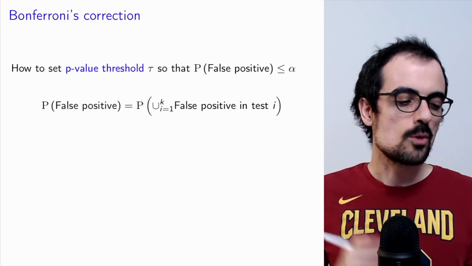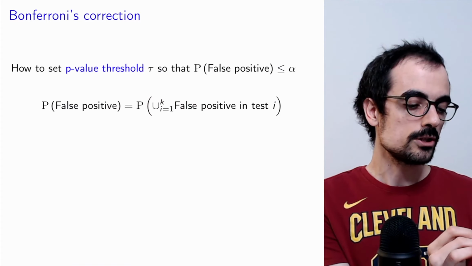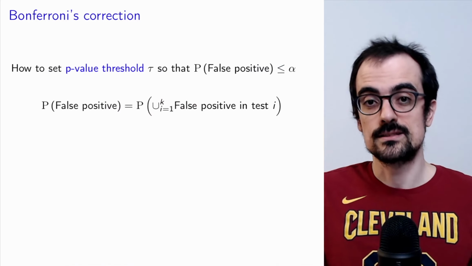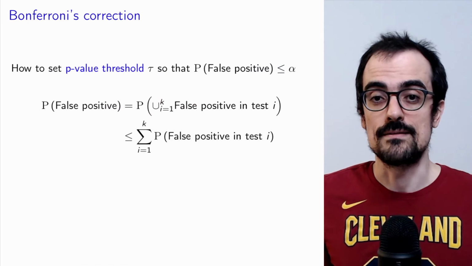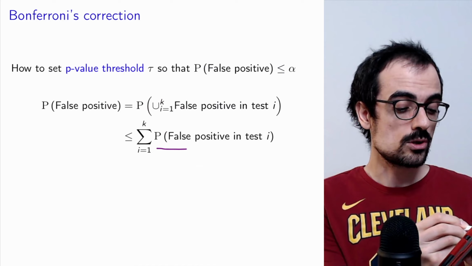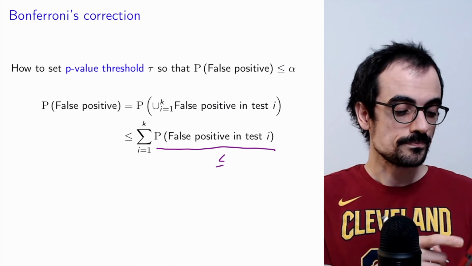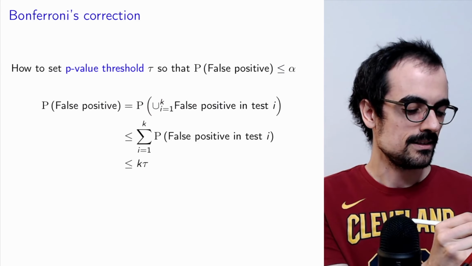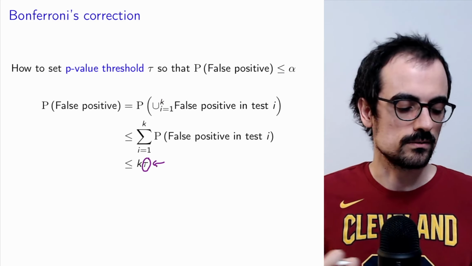So then let's go back to our problem where we're saying, okay, I want a bound on the probability of a false positive. That's equal to the probability of the union of the events of having a false positive in each of the tests. This is bounded by the sum of the probabilities of having a false positive in each of the tests. Now, the hypothesis testing framework ensures that this is going to be below the significance level of each of the tests. But what we want is to be even stricter. So here we're going to have k times the significance level, or rather the p-value threshold for each of the tests.